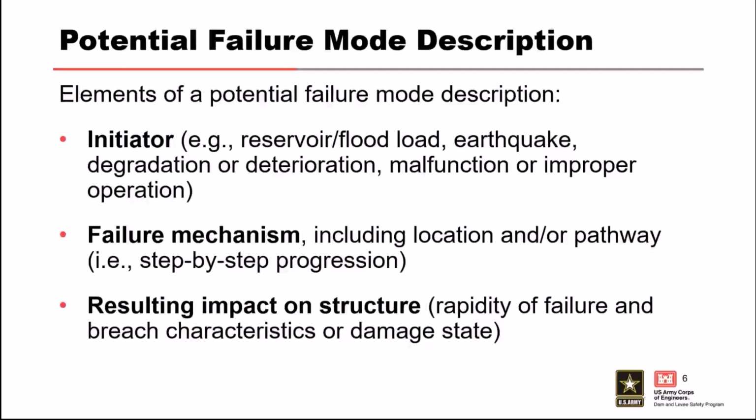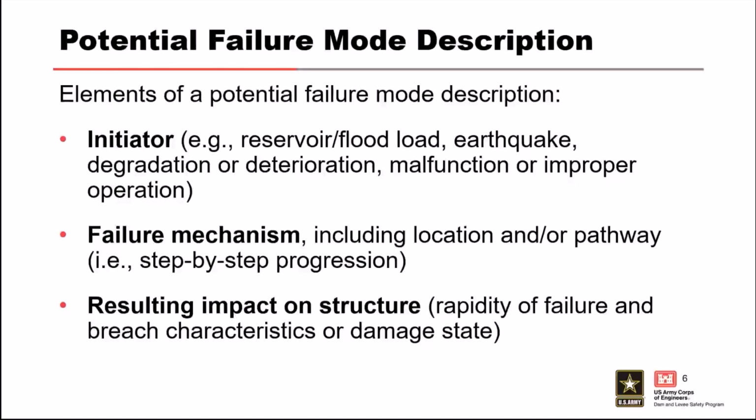A potential failure mode description captures the events that are required for the potential failure mode to reach a designated failure state in narrative form. There are three elements of a potential failure mode description: the initiator, the failure mechanism, and the resulting impact on the structure. The initiator is related to the hazard, and it can be a reservoir or a flood load, an earthquake, degradation or deterioration, or malfunction or improper operation.